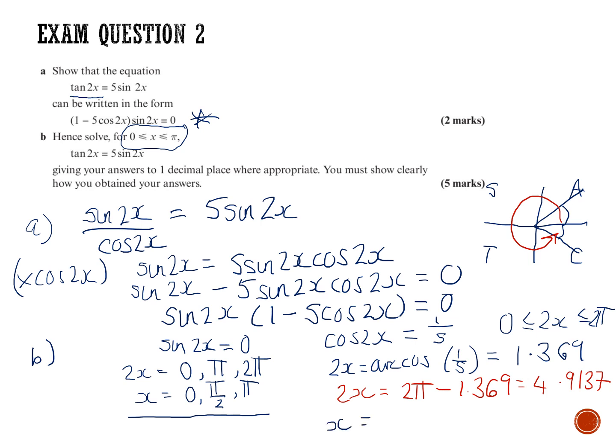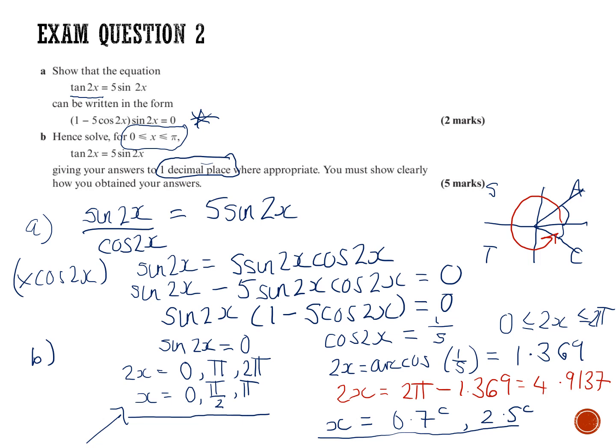So x equals, let's go back to the question, 1 decimal place where appropriate. So that tells you that these are fine left like that because they're in terms of pi, but where appropriate, I'm going to round these to 1 decimal place. So I'm going to half 1.369 and then round it to 1 decimal place. That gives me 0.7 radians, put my angle measure on, and I'm going to take 4.9137 and divide it by 2 and round to 1 decimal place. So that's going to give me my answers there. Again, remember, you can take those and pop them back into your original equation and make sure they work. That will highlight any mistakes that you've made on there.